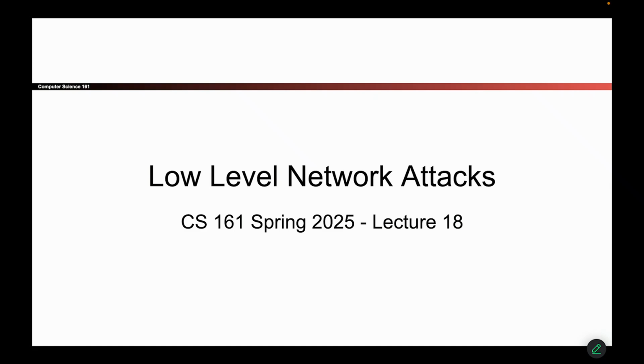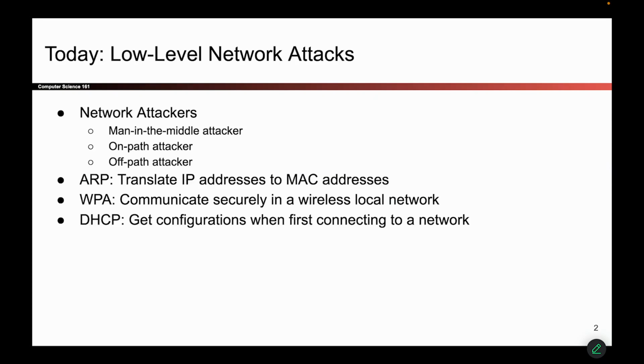OK, now that we have the intro section out of the way, we can start talking about individual attacks. So what we'll do in this unit is we'll start at the lowest level and work our way up to higher layers. So today, we'll first start by talking about different types of network attackers. And then we'll see 3 different protocols at lower layers and think about possible attacks on them. So that's kind of the plan for today.